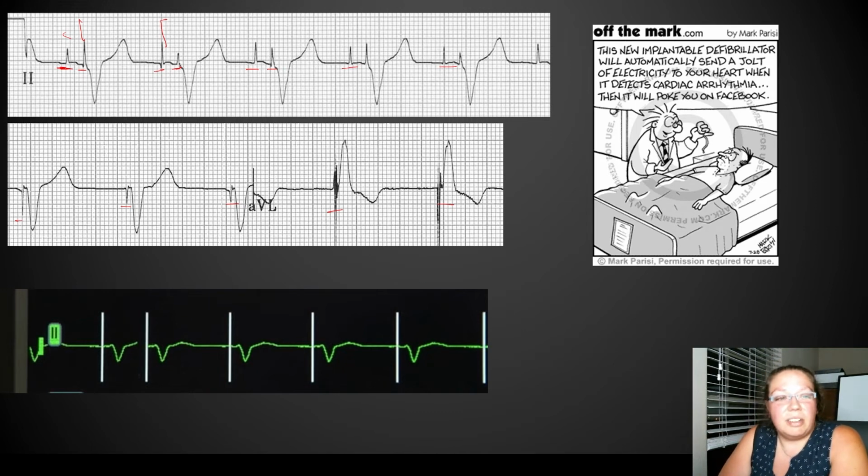Again, I'm a nerd. So this guy is putting in an implantable defibrillator that will not only shock the patient, but also will poke them on Facebook. This also, I just realized, is aging me a little bit because I don't think you can poke on Facebook.